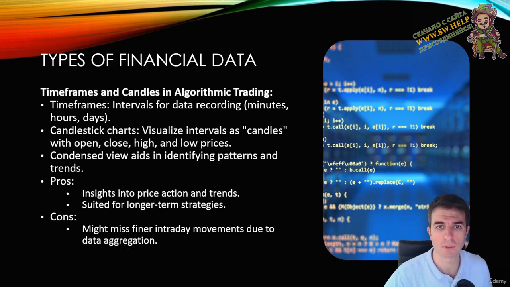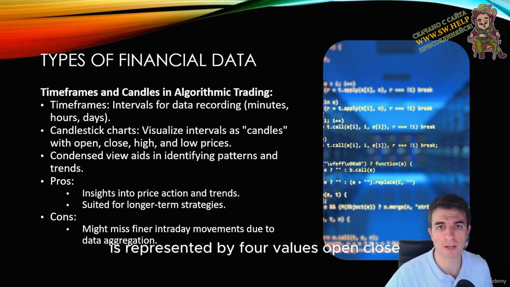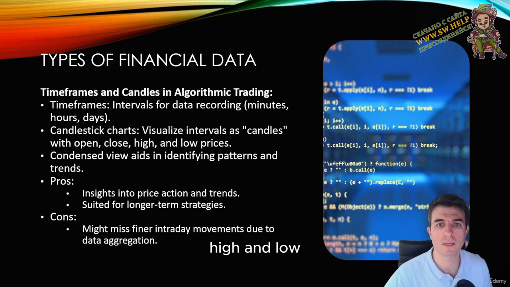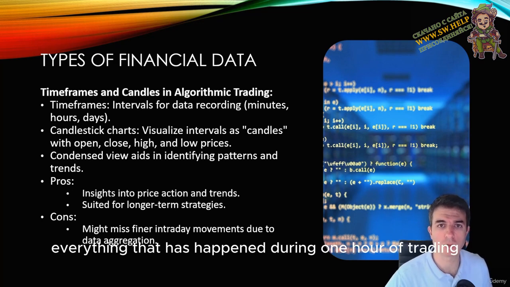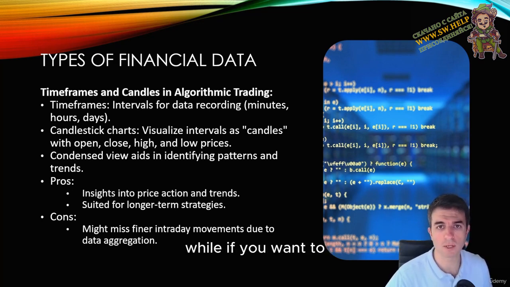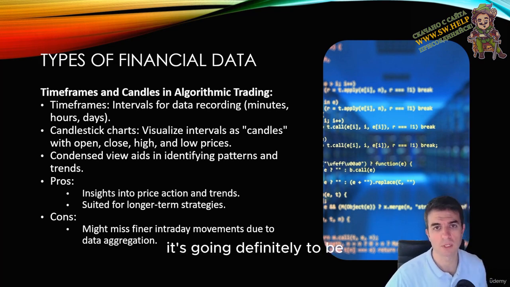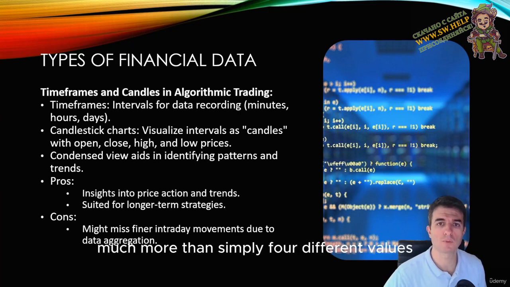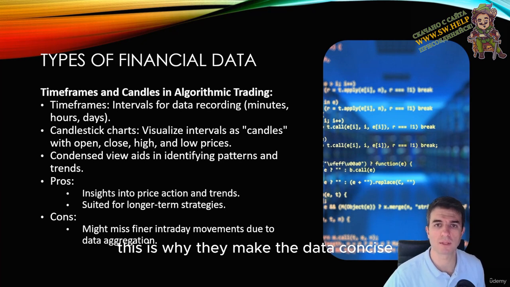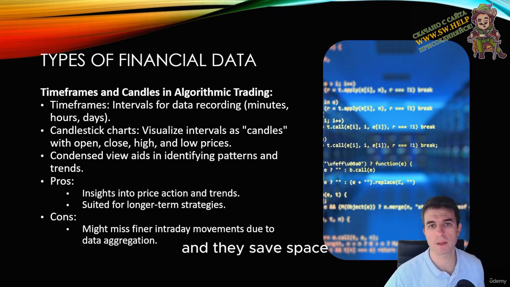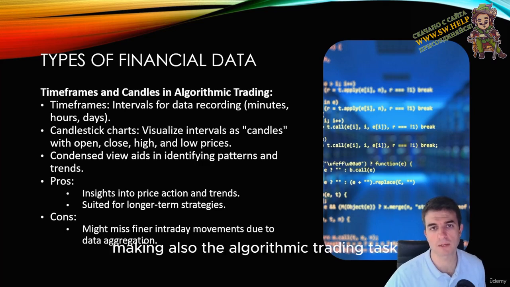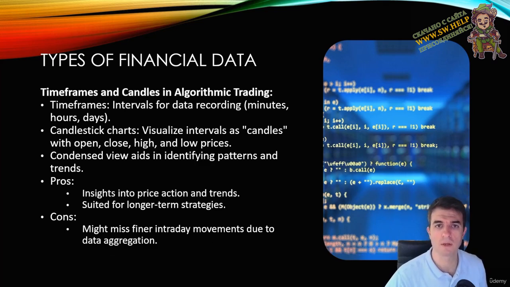So this candle is represented by 4 values: open, close, high, and low. And it represents everything that has happened during 1 hour of trading. While if you want to plot or get the data of the details, it's definitely going to be much more than simply 4 different values. This is why they make the data concise, they reduce the noise, and they save space, and it also makes algorithmic trading tasks much easier technically.